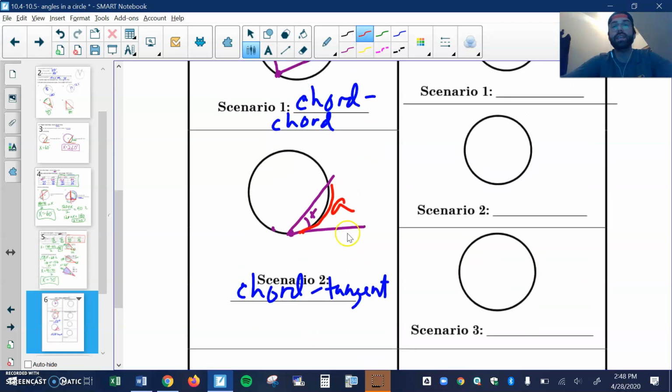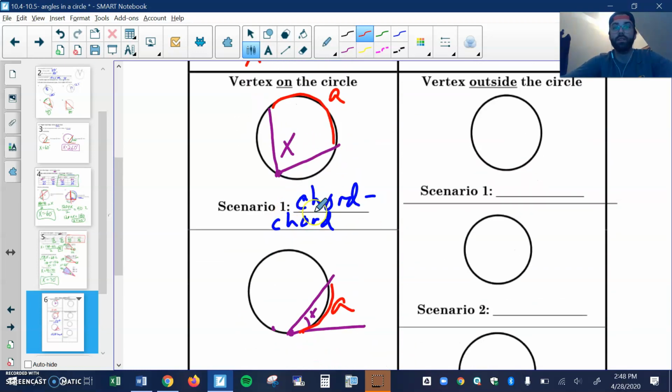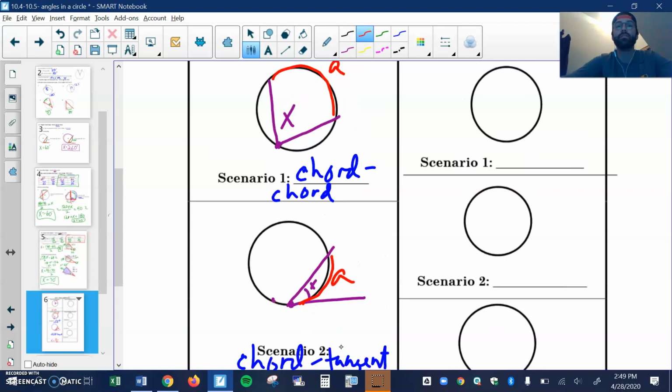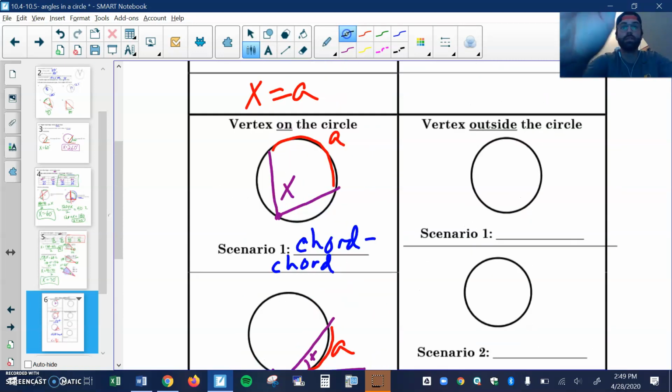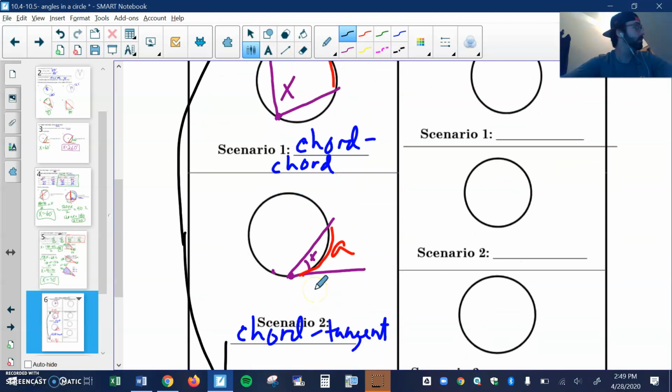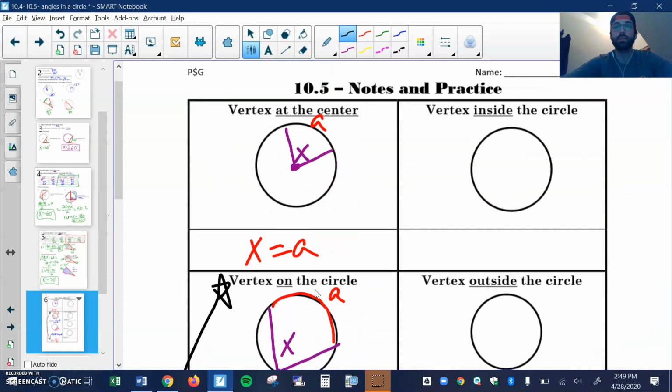For both of these, whether it's scenario 1 or 2, I cannot stress this enough because this kind of trips people up. X is always going to equal the arc over 2 for both. So whenever the vertex is on the circle, I do arc divided by 2, no matter which one of these 2 pictures it looks like. Well, easy there.